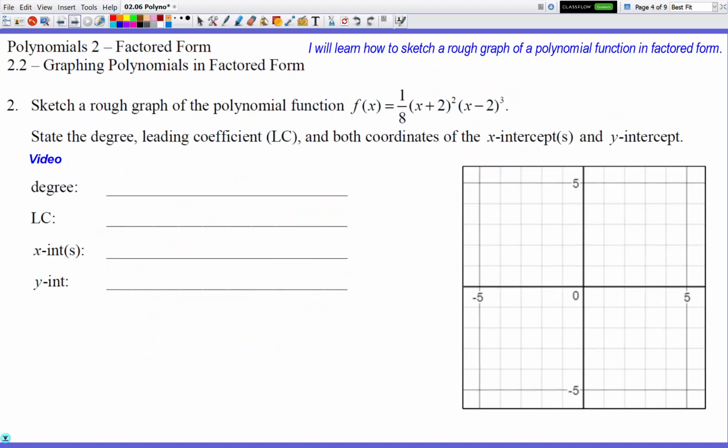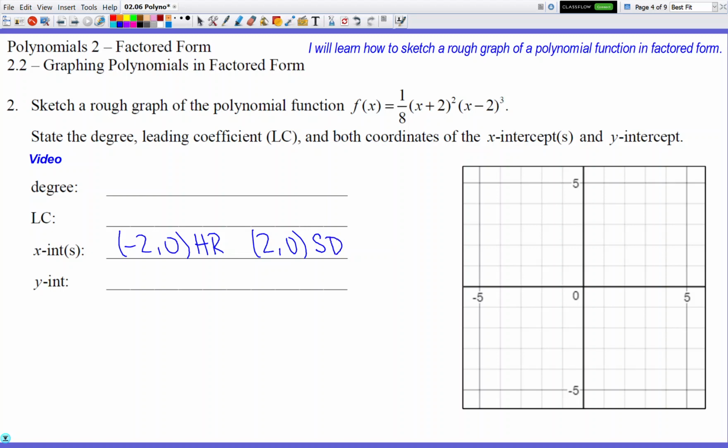Okay, so let's look at our equation. 1/8 times x plus 2 quantity squared times x minus 2 quantity cubed. Okay, so let's get my x-intercepts. So I got -2, 0, which has a power of 2, so that's going to imply hit and run behavior. Then I got another x-intercept at 2, 0, which has a power of 3, so that's slow down behavior. Okay, so next one, LC.